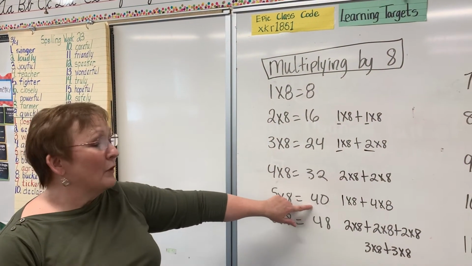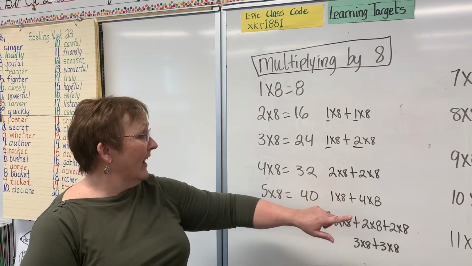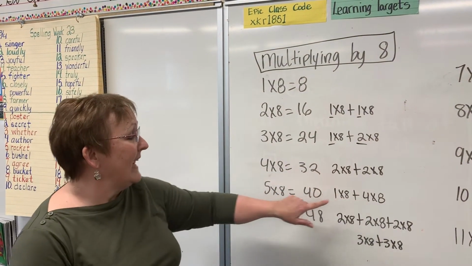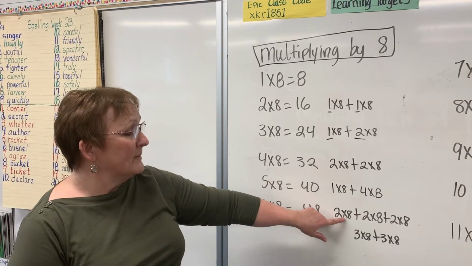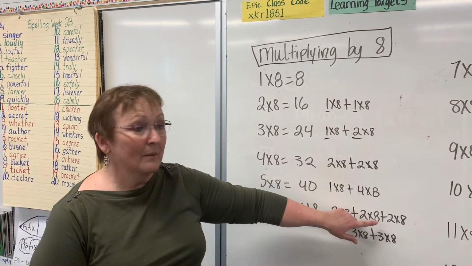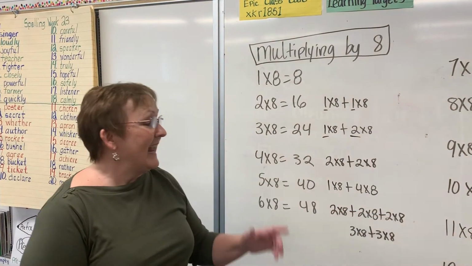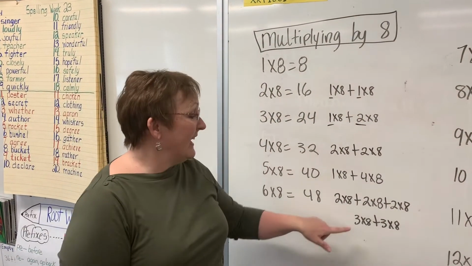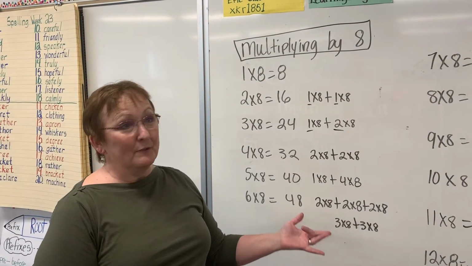5 times 8 is 40. So I can say 1 times 8 plus 4 times 8. And I know that 4 times 8 is 32, and 32 plus 8 is 40. 6 times 8, I can go 2 times 8 plus 2 times 8 plus 2 times 8. And that's 16 plus 16 plus 16, and 3 16s is 48. Or I could say 3 times 8 plus 3 times 8, and 24 and 24 is 48.